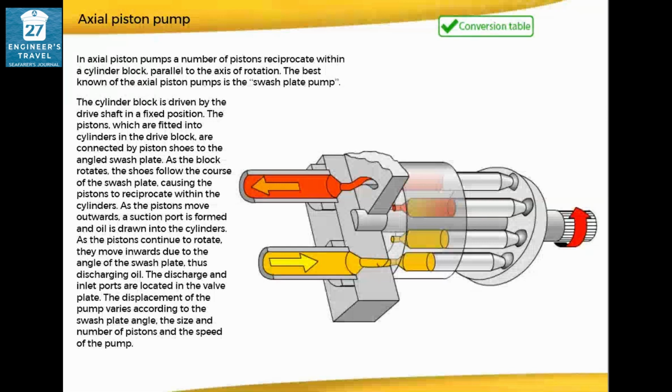the cylinders. As the pistons move outwards, a suction port is formed and oil is drawn into the cylinders. As the pistons continue to rotate, they move inwards due to the angle of the swash plate, thus discharging oil. The discharge and inlet ports are located in the valve plate. The displacement of the pump varies according to the swash plate angle, the size and number of pistons, and the speed of the pump.